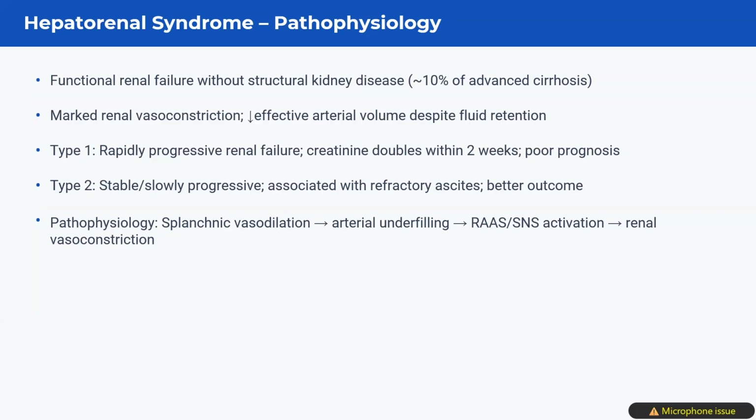There's a type 2 here in hepatorenal syndrome. This is the more stable kind. It's the chronic course, often accompanies refractory ascites, responding partially to albumin and vasoconstrictors. Better prognosis, but still a marker of advanced disease. And these two forms only differ in speed, not in mechanism.